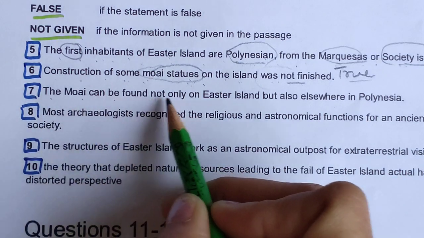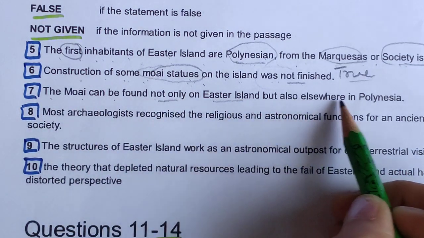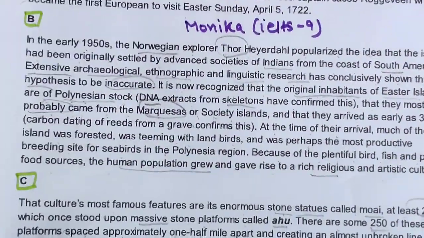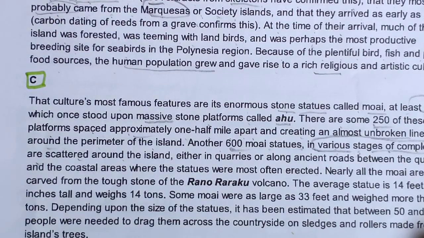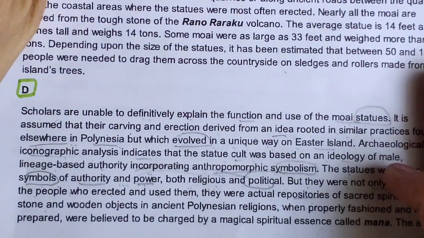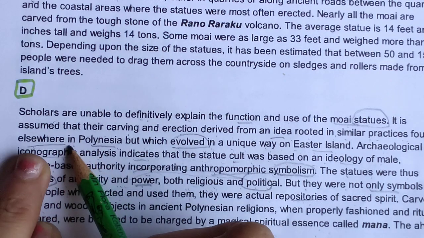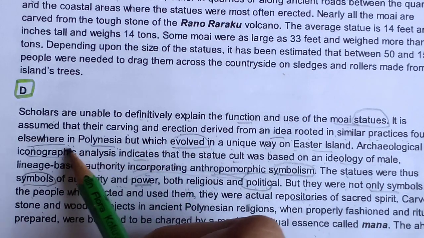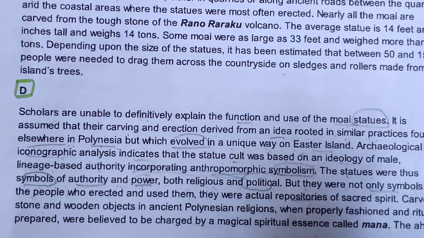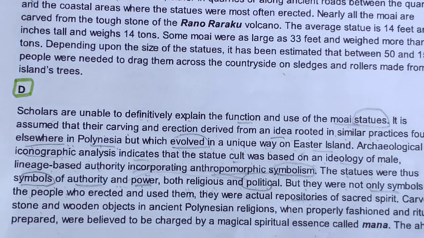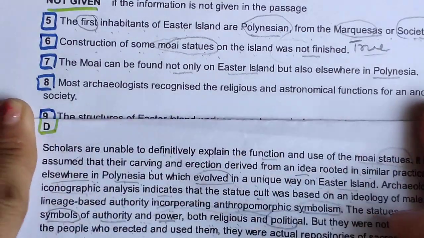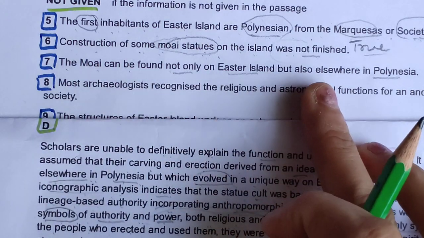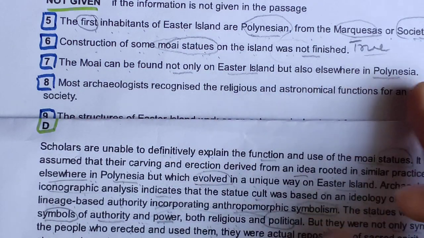Thus Moai can be found not only on Easter Island but also elsewhere in Polynesia. So can it be found? Yes, in the D paragraph they were talking about things like this, you can see. They are talking about how Moai can be found in Polynesia as well as Easter Island. But what is the question statement? Let's read it again. Question number, we are looking for 7. The Moai can be found not only on Easter Island but also elsewhere in Polynesia.